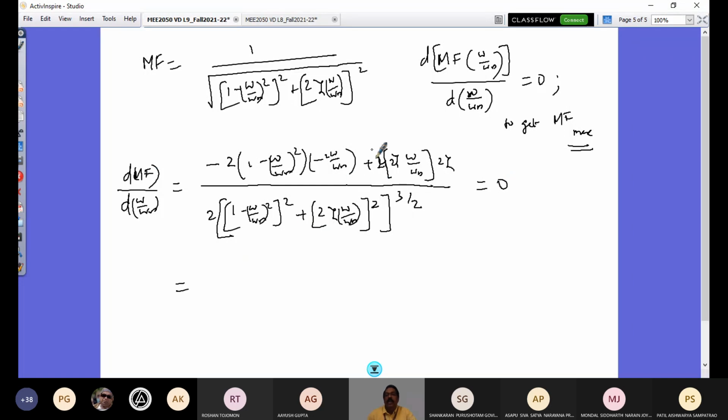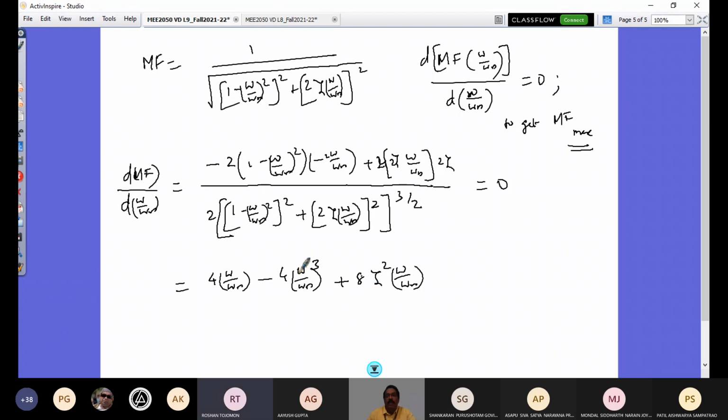If I put that, the denominator goes to the other side. So only the numerator can be 0 for this. So when I do that, let me multiply inside. So this is -2 and this comes +4 omega by omega n. And if I multiply inside, that's going to be minus 4 (omega by omega n) power 3, because of the square, and this is 1 here. And this is going to be 2 into 2 into 2, 8 zeta square, so this plus 8 zeta square omega by omega n, right? This is minus or plus?